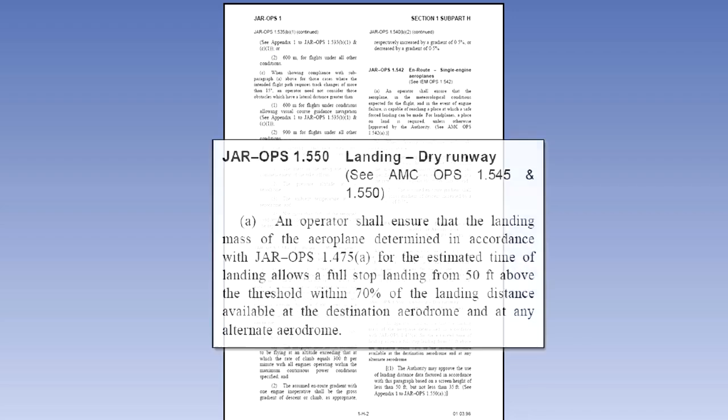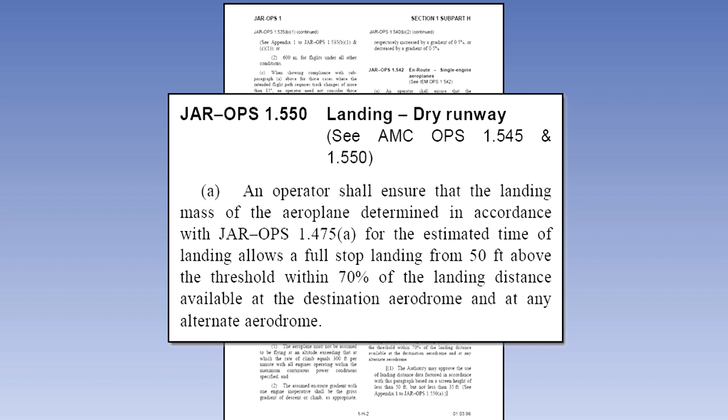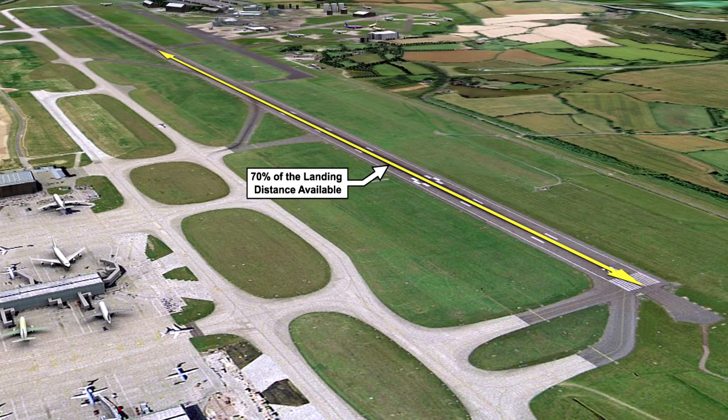Having discussed the landing climb requirements, let us now turn to the landing distance requirements. In fact, these requirements are identical to the Class B single-engine aeroplane. JAROPS 1 states that an operator must ensure that the landing mass of the aeroplane, for the estimated time of arrival, allows a full-stop landing from 50 foot above the threshold to within 70% of the landing distance available at the destination aerodrome and at any alternate aerodrome. This means that the aeroplane must be able to land within 70% of the landing distance available.